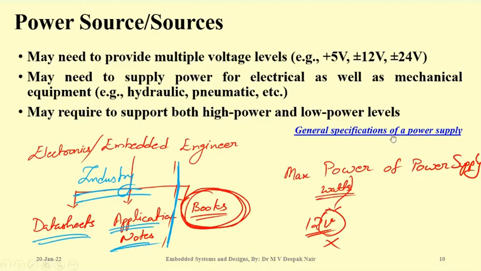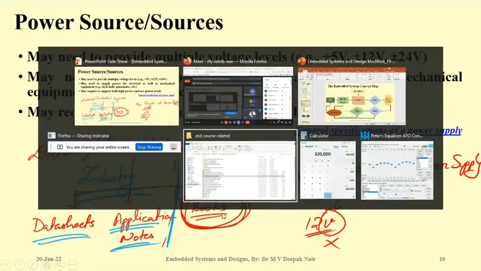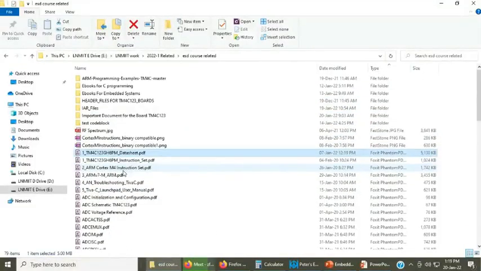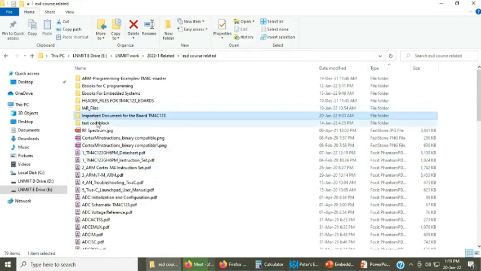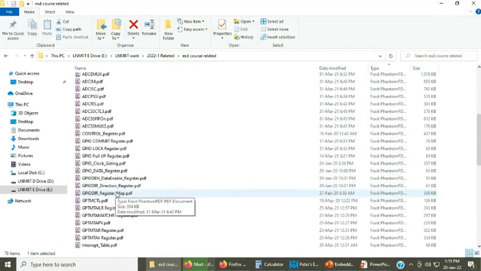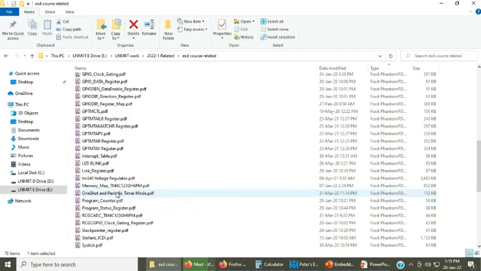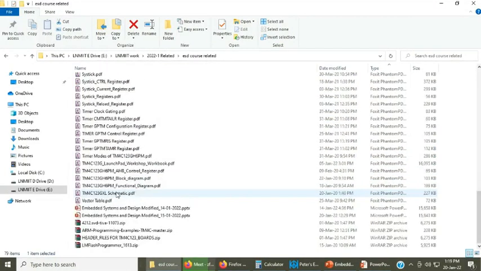Let us briefly look into the specifications of a power supply. Okay, so it is not opening. Let me go to the power supply. Let me go to the file. If I can see power supply, no.